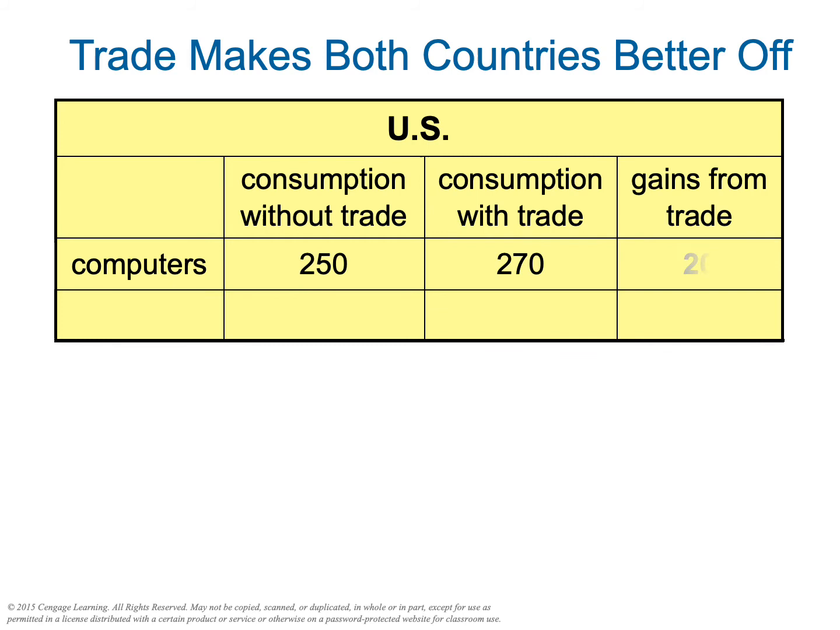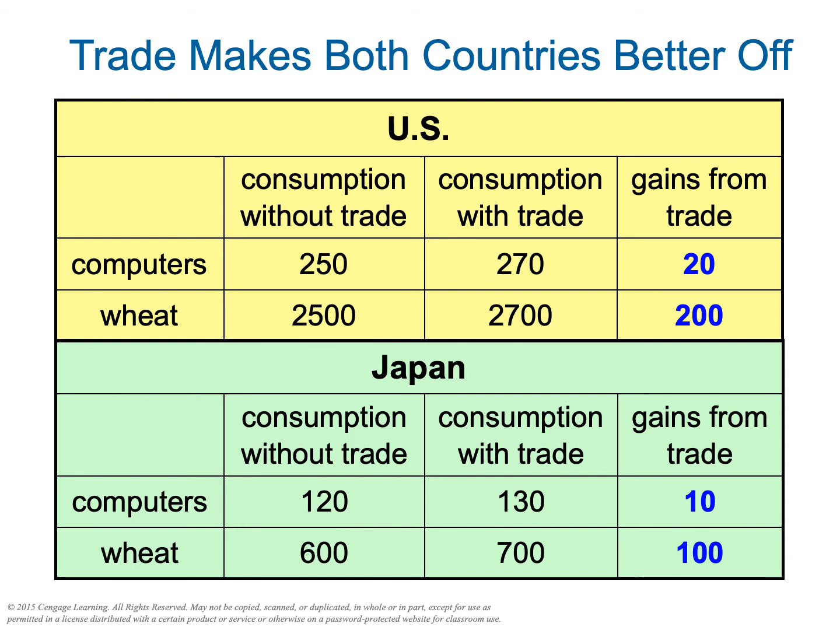Just comparing those scenarios, here's the U.S. consumption without trade and consumption with trade. With trade, the U.S. is better off by 20 computers and 200 wheat. So we are actually able to get more of both things by trading. And Japan, by trading, is better off by 10 computers and 100 wheat. So it also is able to get more of both wheat and computers than if it were self-sufficient and did not trade with the U.S.